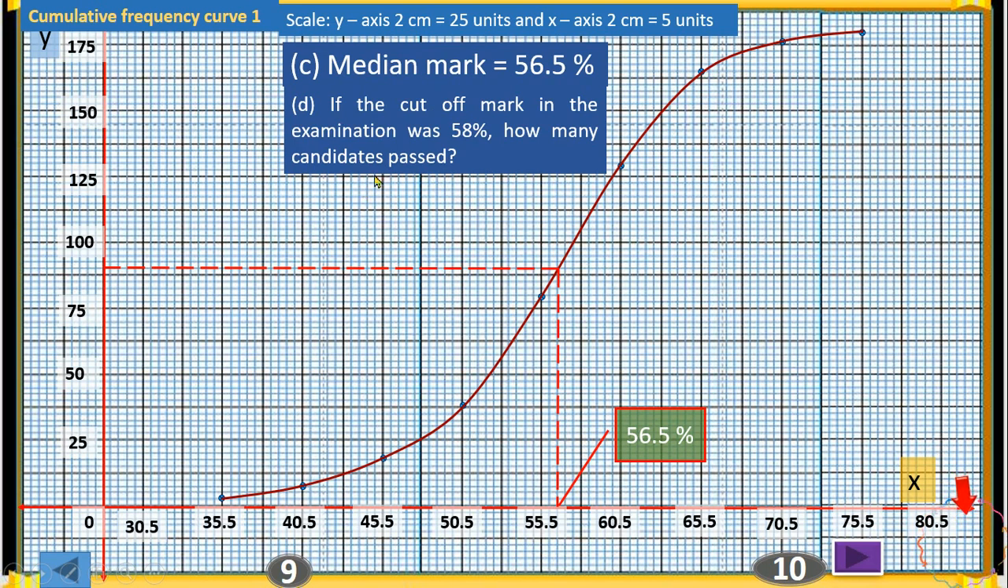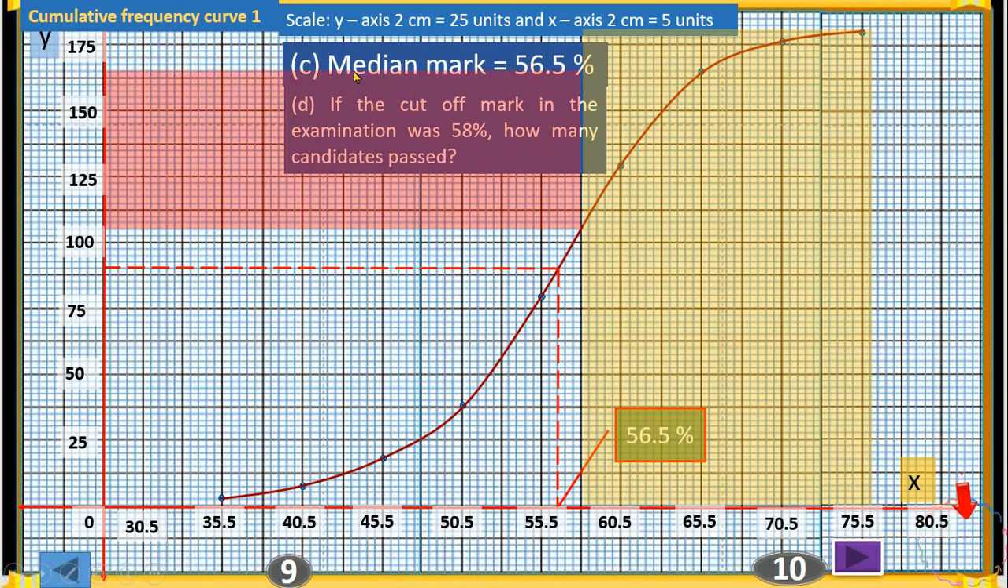Now we're going to look for 58 marks. This is 55.5. This is 56.5, 57.5, and then adding 0.5 to that, that's 58. So 58 will be at this point. From this point towards the right are the pass mark. From this point towards the left are not the pass mark. And the pass mark limits touch the curve at this point. So from this point up, these are the number of people that passed the exam.